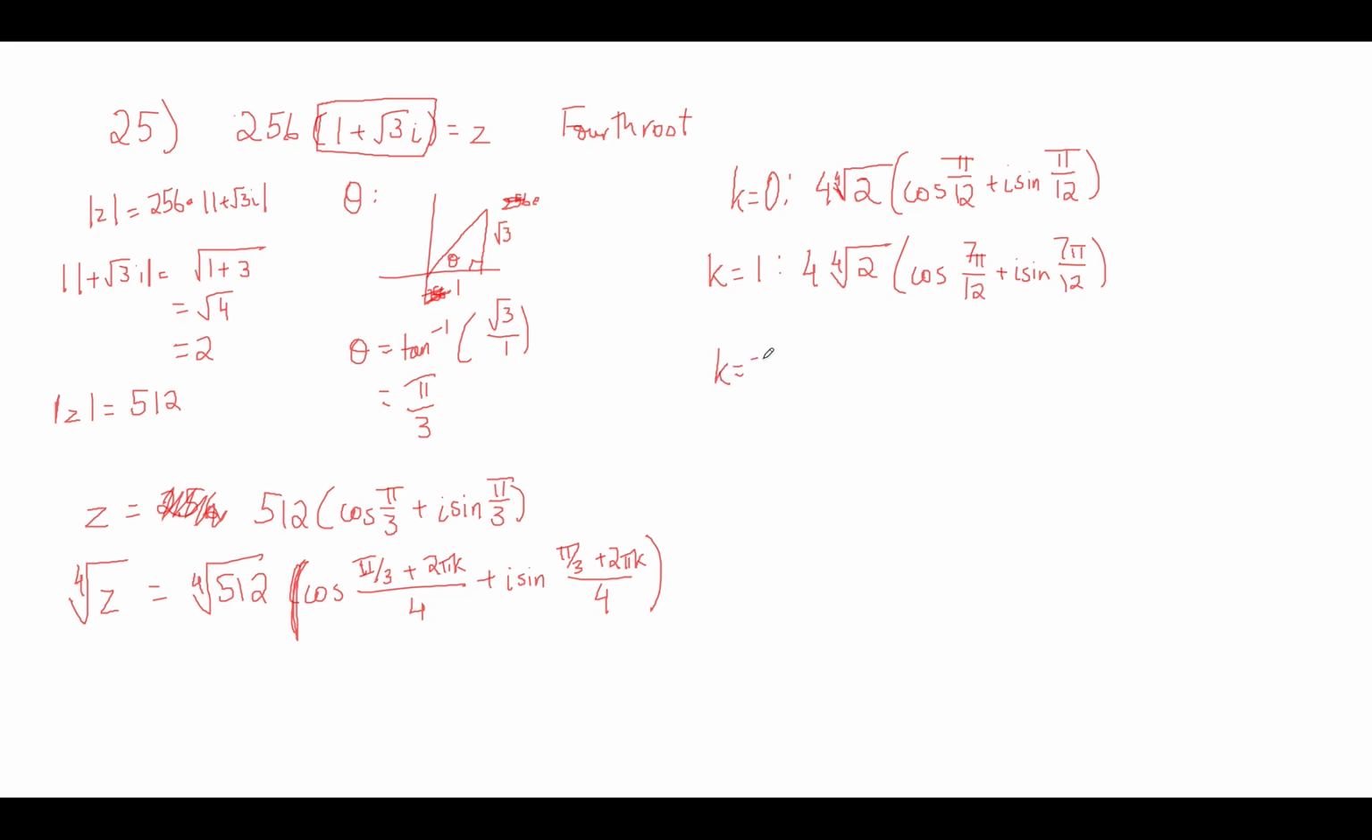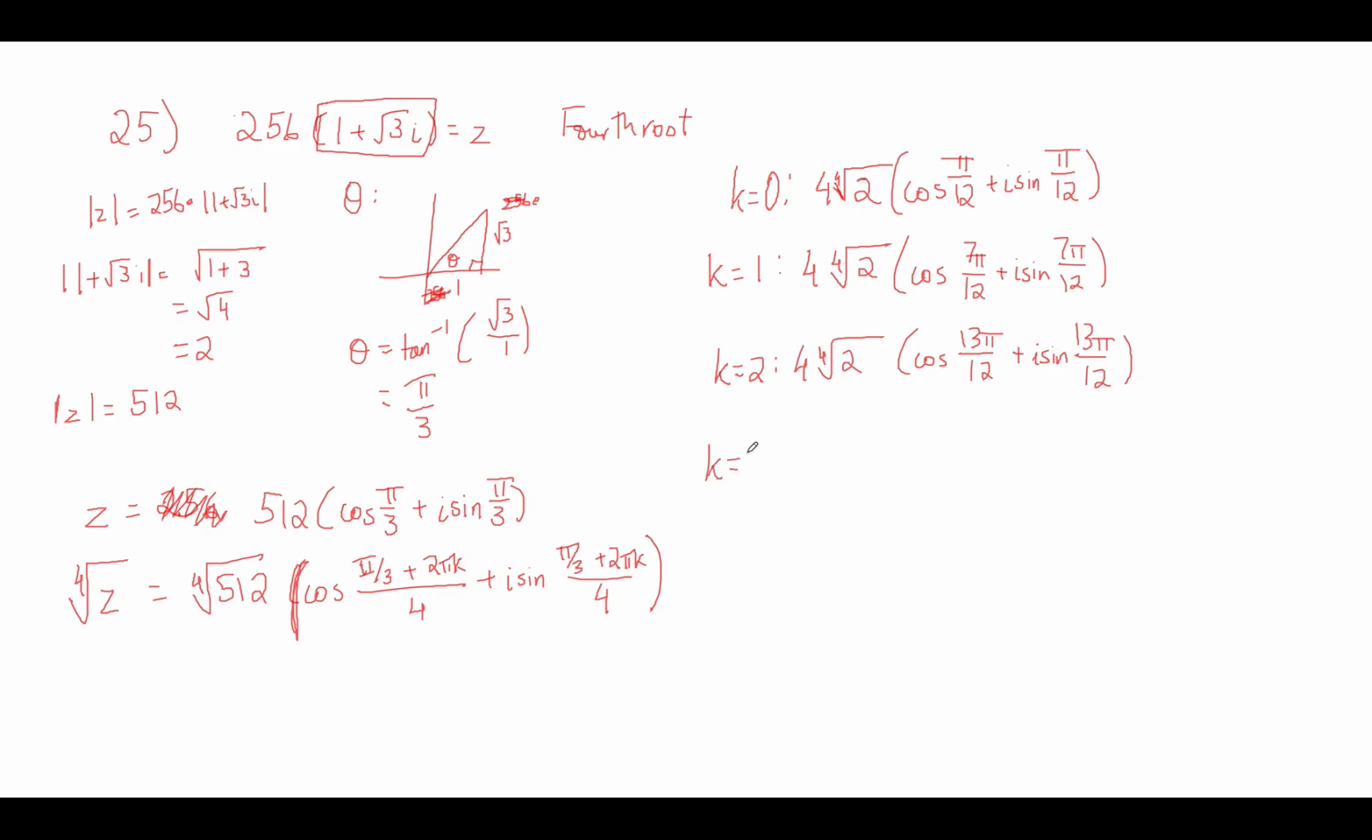And then k equals 2. Again, do the same thing. Cosine, now it's k equals 2, so 4 pi, which over 3 is 12 pi over 3, plus pi, 13 pi over 3, divided by 4, 13 pi over 12, plus i sine 13 pi over 12.